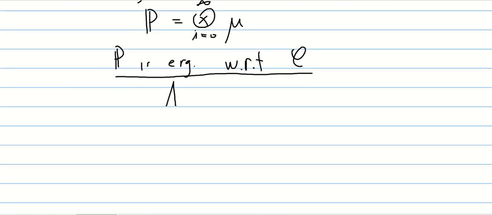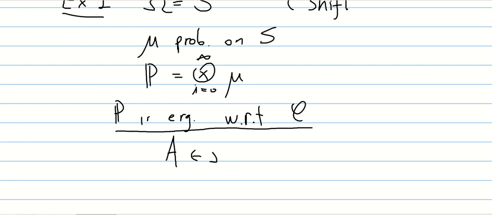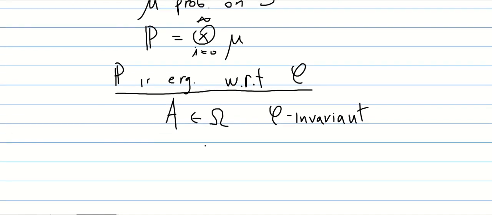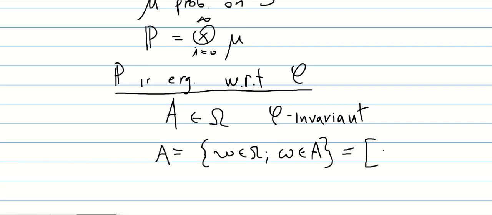So take A, an event here that is phi invariant. One way to write A, which is very silly, is A is equal to the set of all omega such that omega belongs to A. So what's this notation? This notation is all the omegas such that omega belongs to A. Of course, this is true, and this is a notation that we use for this.